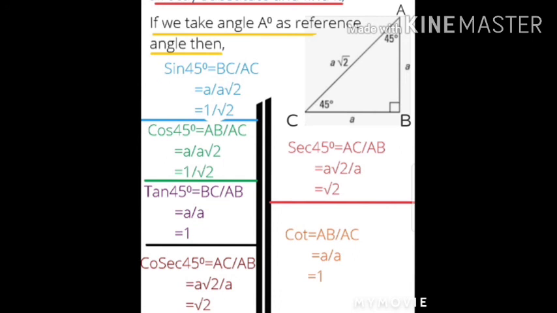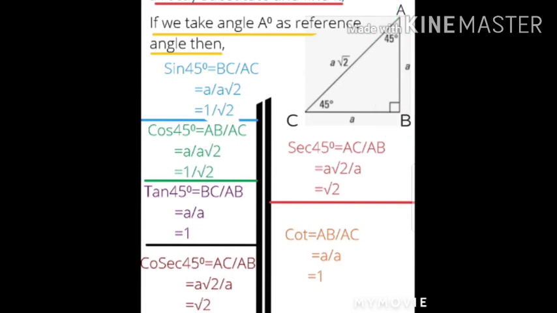Cos 45 degree. So cos trigonometric ratio's value will be adjacent by hypotenuse. So what is the adjacent side of angle A? It's AB and hypotenuse is AC. So we know that cos 45 will be AB by AC and the value will be A by A root 2. So same way if we cancel A and A, we will be getting 1 by root 2 as the cos 45 value.